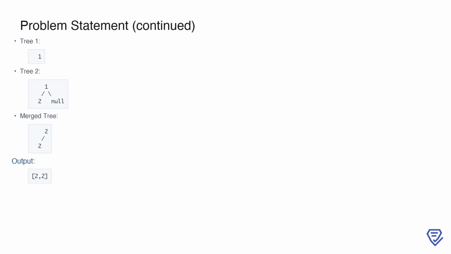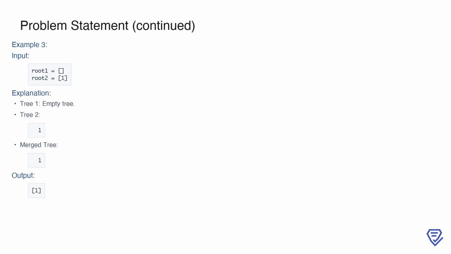Now, let's consider another example where the first tree, root 1, contains just a single node with the value 1. The second tree, root 2, has 1 as the root, with 2 as its left child. When merging these trees, the root nodes, both 1, are added to produce 2 as the new root of the merged tree. The left child from the second tree, 2, remains as is because there's no corresponding node in the first tree. The resulting merged tree has 2 as the root and 2 as its left child, while the right child remains null. The output for this example is 2, 2.